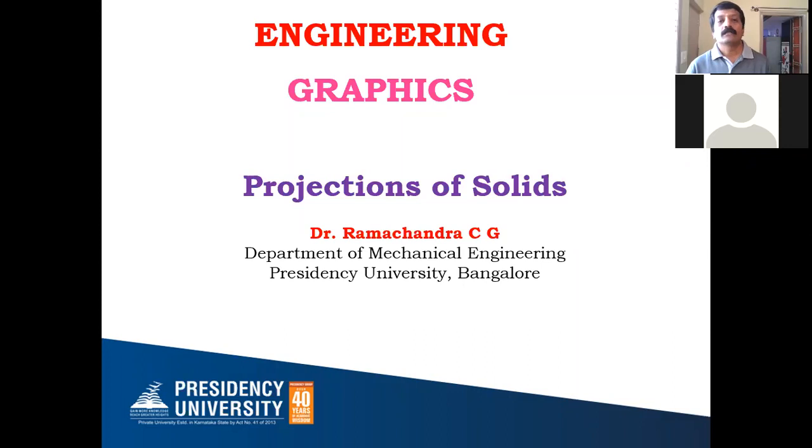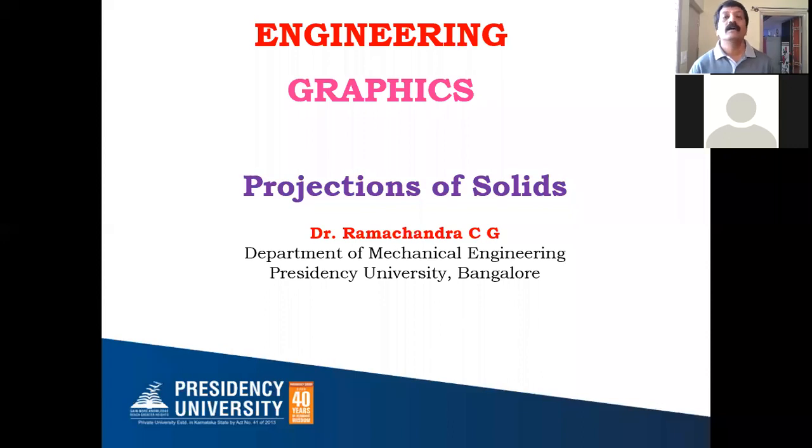So we started from projection of points, dimensionless object. Projection of straight line, one dimension object, we have discussed. Projection of planes, two dimensions, we have discussed. Now one more dimension I'll add to it. So that is the thickness or the height. That is nothing but your solid.